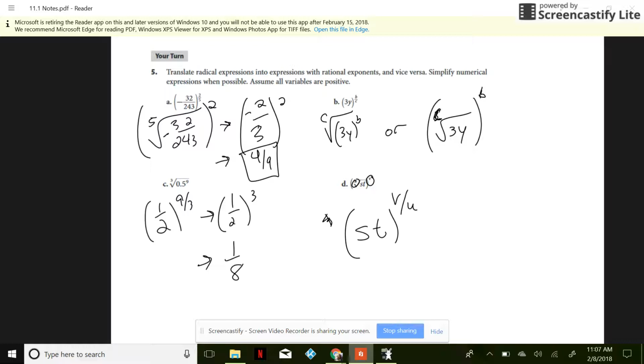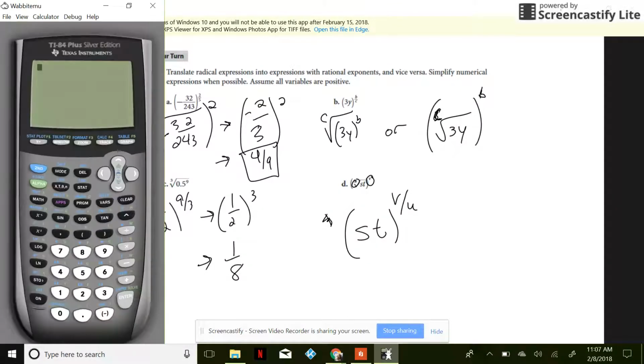So I want to go back briefly now that I've got a calculator open to show you some tips and tricks on using the calculator to solve some of these. So like I said, it doesn't matter which order you do it. You can square first, specifically looking at A, sorry. You can square first or take the fifth root.